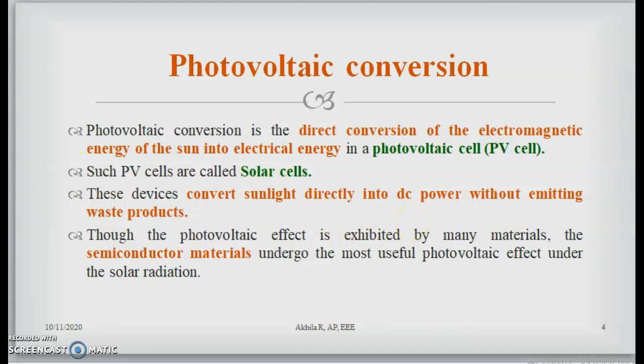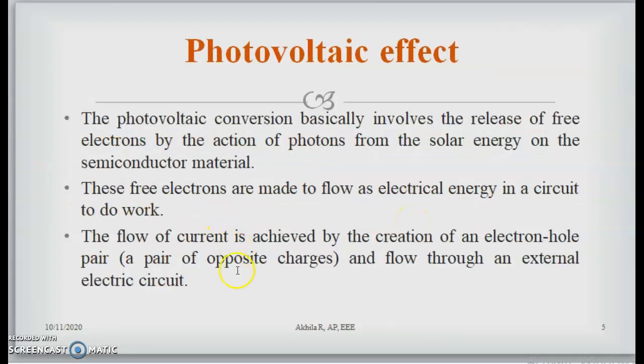So we'll just see what is a photovoltaic effect. The photovoltaic conversion basically involves the release of free electrons by the action of photons from the solar energy on the semiconductor material. So these free electrons are made to flow as electrical energy in a circuit to do work, and the flow of current is achieved by the creation of an electron-hole pair and flow through an external electric circuit. We'll see more in the coming slides.